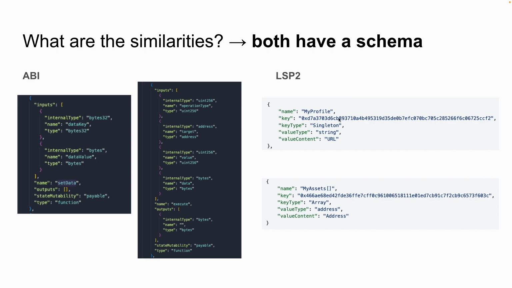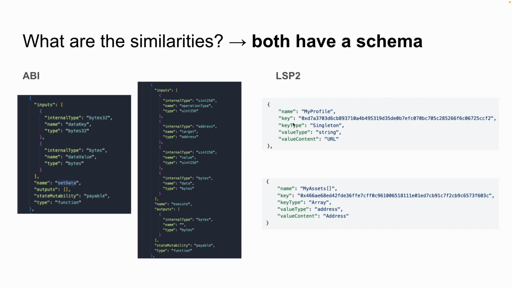So here in this case, this data key represents basically a data key to store your profile info. This is just an example. This is not a standard data key, and same, this is not a standard data key. It's just used as an example here. And here it's the same. It's a data key that stores your assets.